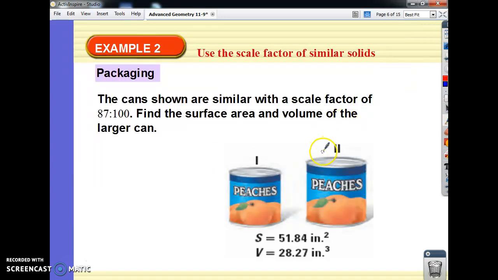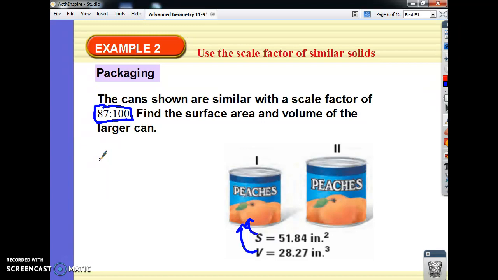Alright, so now, given that the cans are similar with a scale factor of 87 to 100, find the surface area and volume of the larger cans. This surface area and volume belong to the small can. Alright, so something that we can do. If you are given a scale factor and you are looking for a side length, you could always multiply by your scale factor once because a length or a height, that's one-dimensional. If you are looking for the surface area, it is two-dimensional. It's your unit squared. So you need to multiply by your scale factor twice.